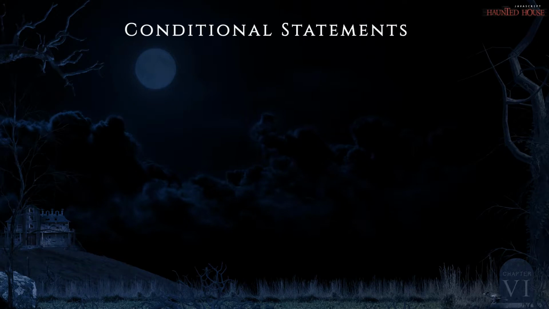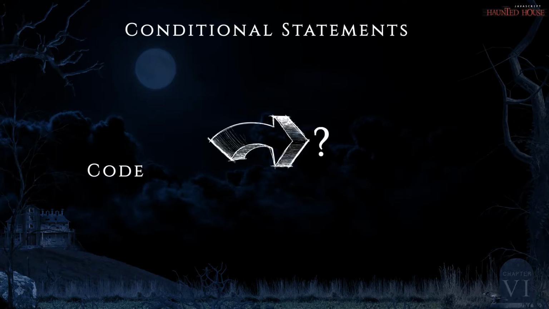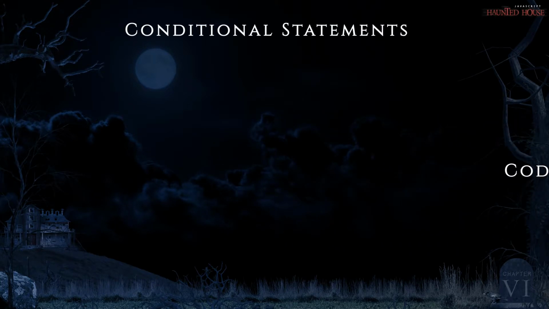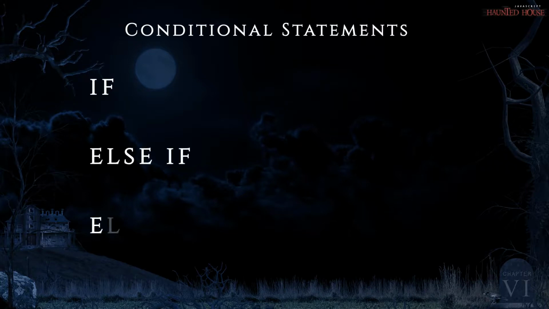Conditional statements are used in all programming languages to perform simple logical questions to the system and take actions based on answers. For example, if a condition is true, do something. If it is false, do something else. Sounds simple, right? And it is. To declare the conditionals, we use three words: if, else if, and else.